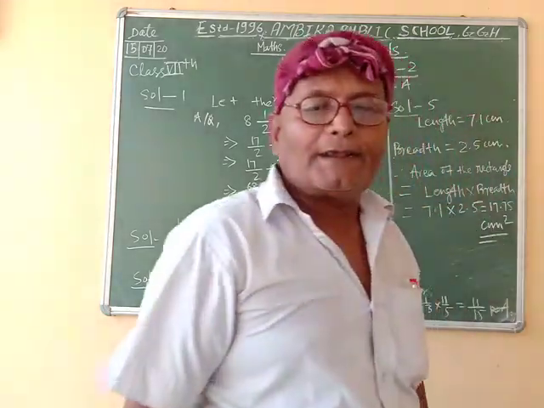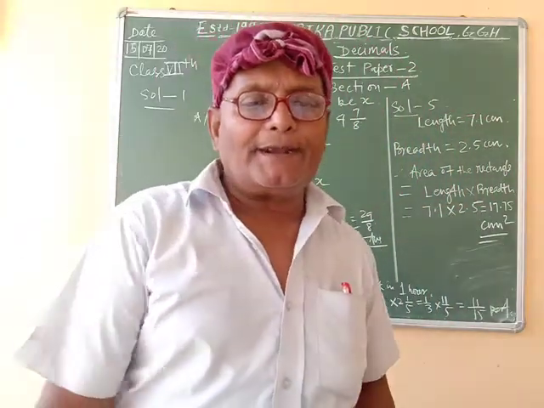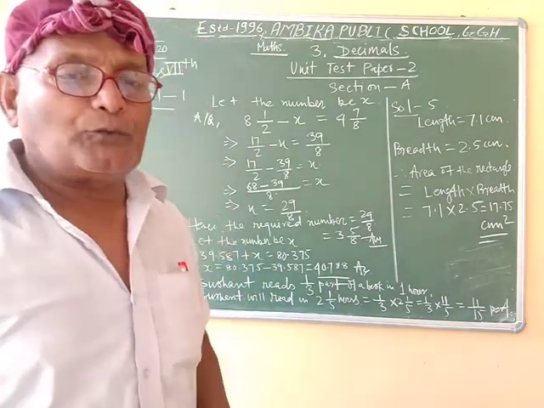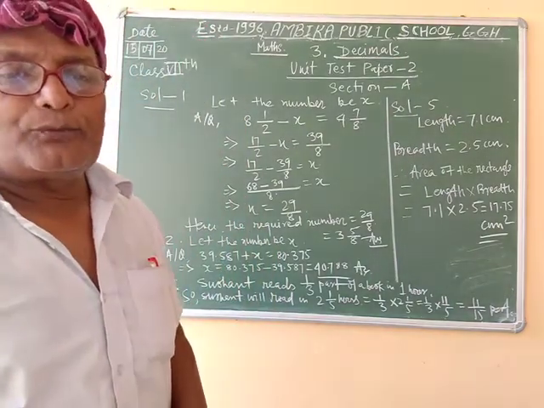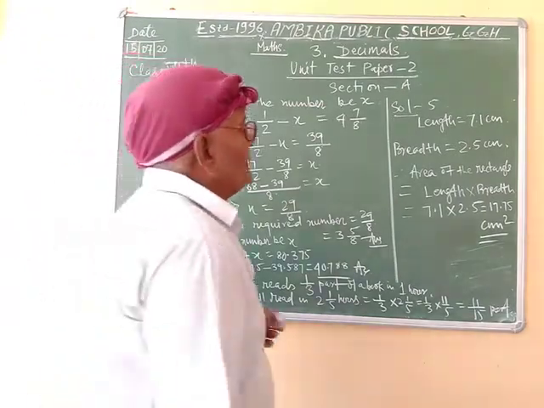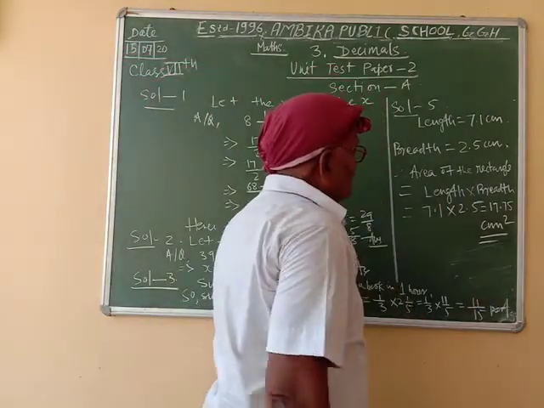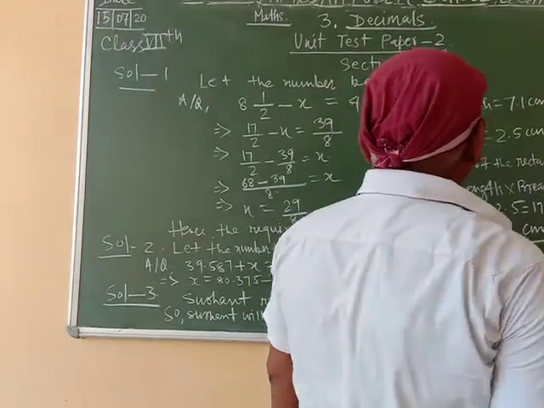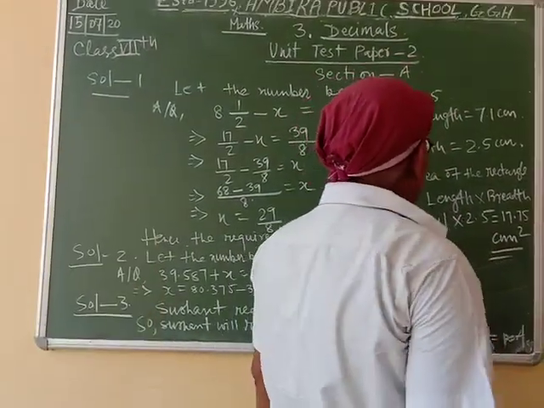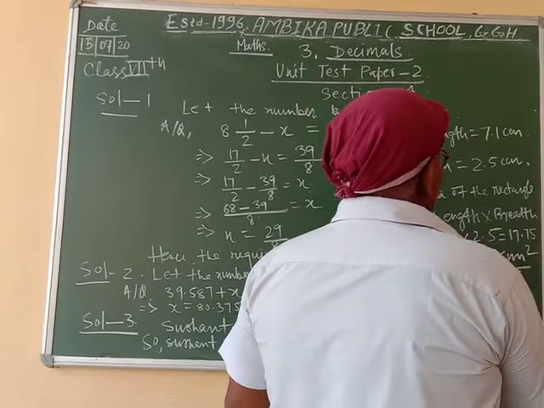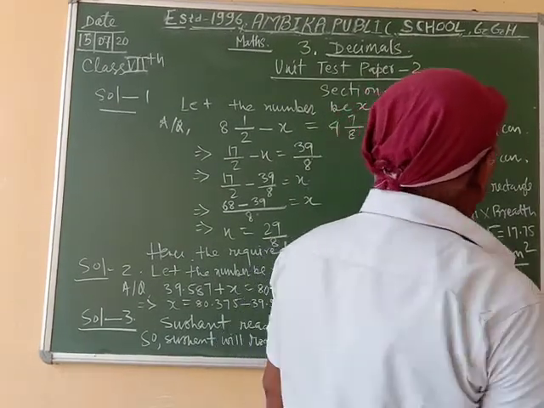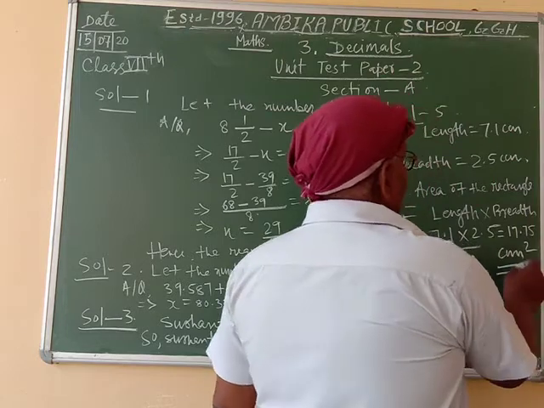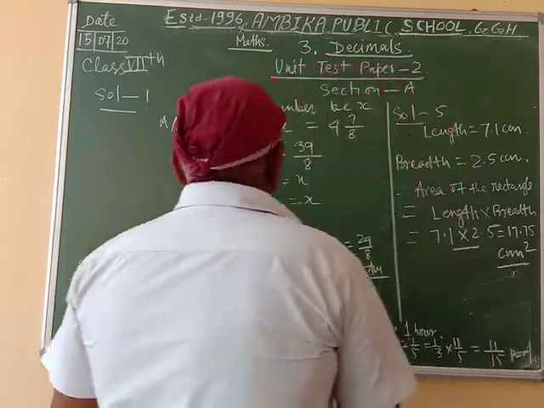Here in this question, the length of a rectangle is given as 7.1 centimeter and its breadth is 2.5 centimeter. We have to find the area of the rectangle. We know that area of a rectangle is equal to length into breadth. So we multiply length 7.1 by breadth 2.5 centimeter, and we get the area 17.75 centimeter square.